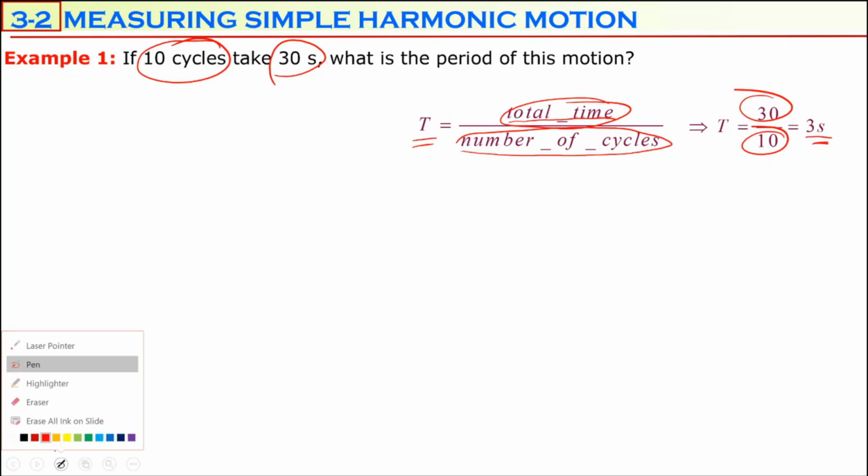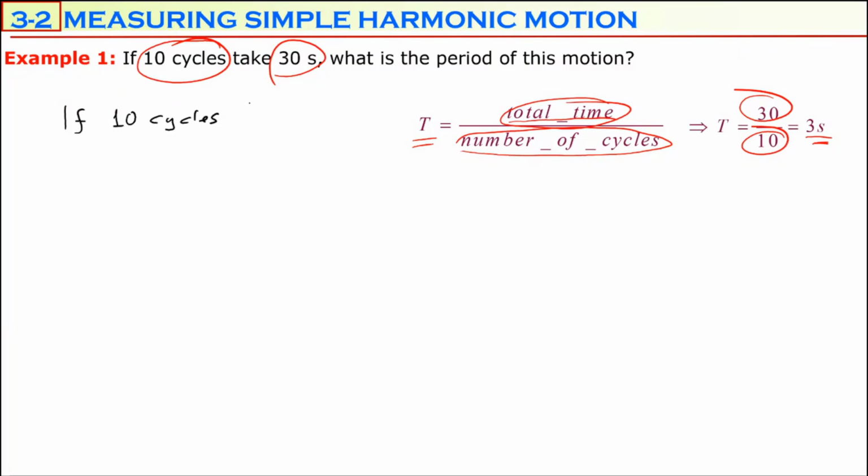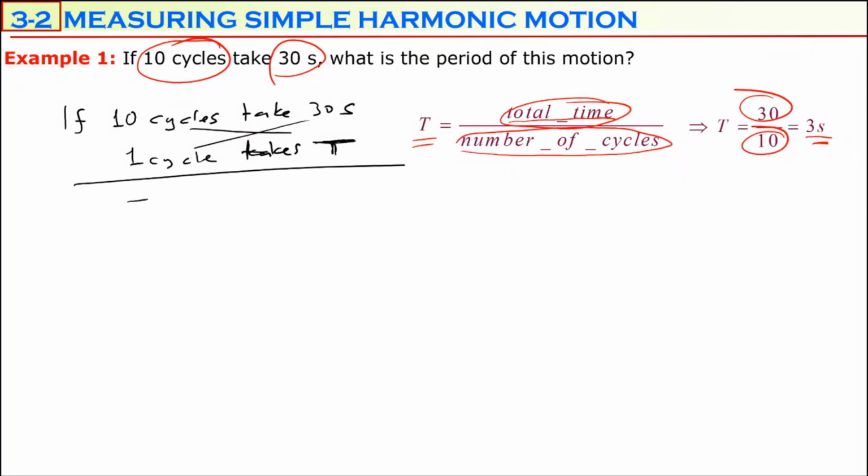Or you can use cross product. So you are going to write something like this. If 10 cycles take 30 seconds, so one cycle takes how many seconds? It's called period. Time for one cycle, it's called period, T. Cross product, so which means T times 10 is equal to 1 times 30. Divide by 10, divide by 10, simplify 10, T is equal to 3 seconds.